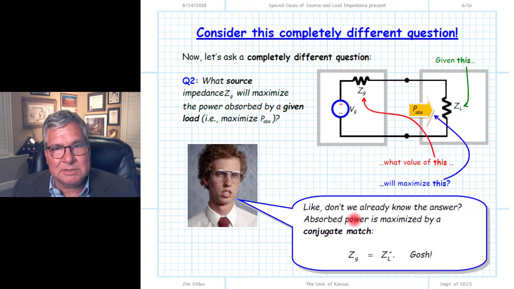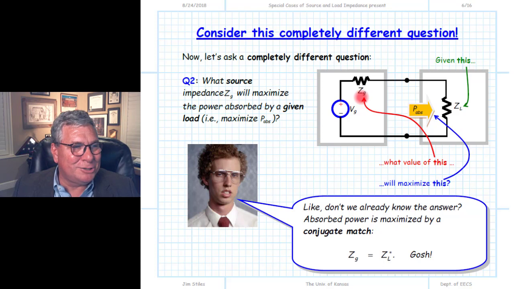In this case, we're going to do something slightly different than what we did before. In this case, we're going to make the load value fixed, given some load. ZL is what it is. We can't do anything about it. We're going to attach a source to that load, and we're going to ask ourselves, what value of ZG should we select? That becomes our variable, the source impedance ZG, such that the power absorbed by this load is maximized. Given ZL, what should ZG be to maximize the rate at which energy is absorbed by the load?